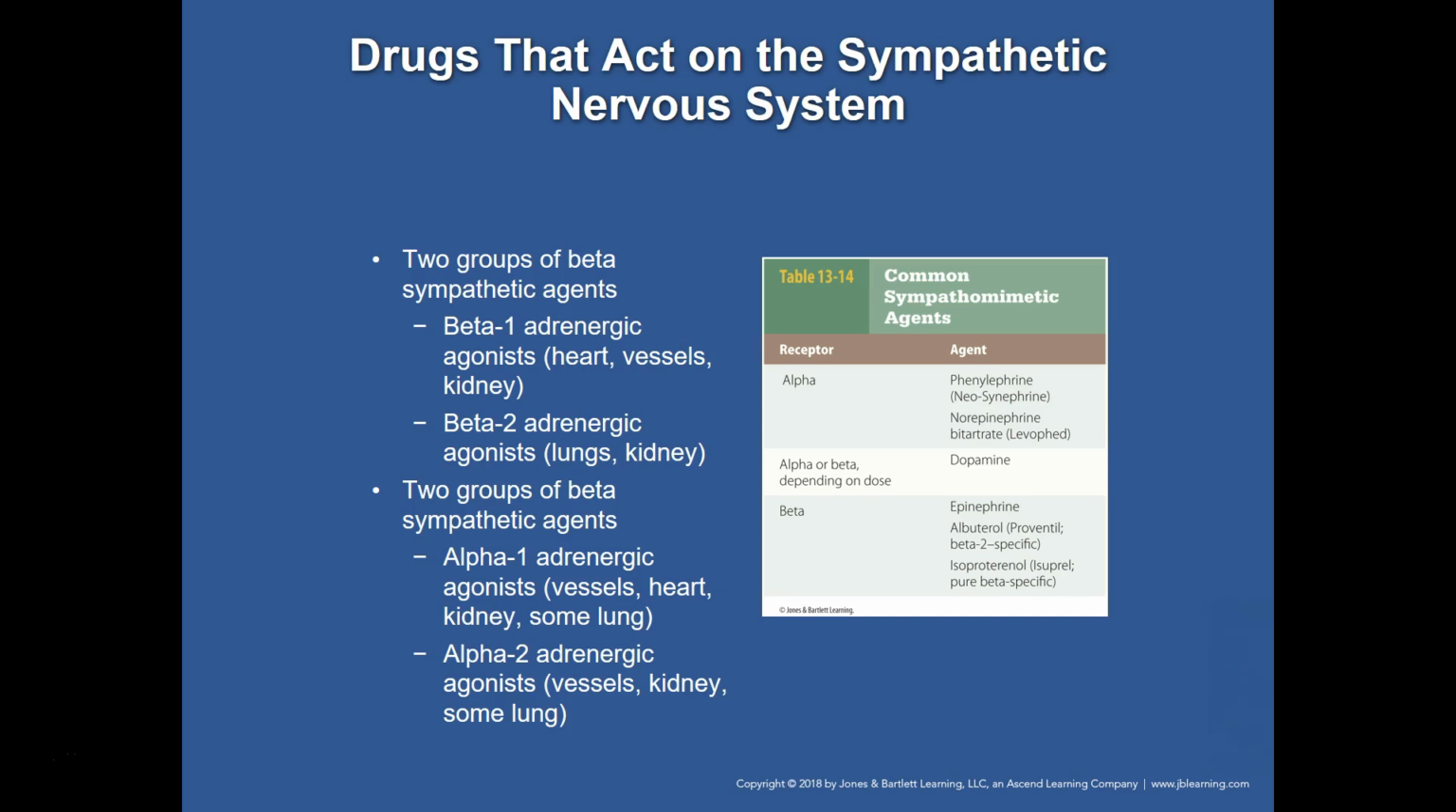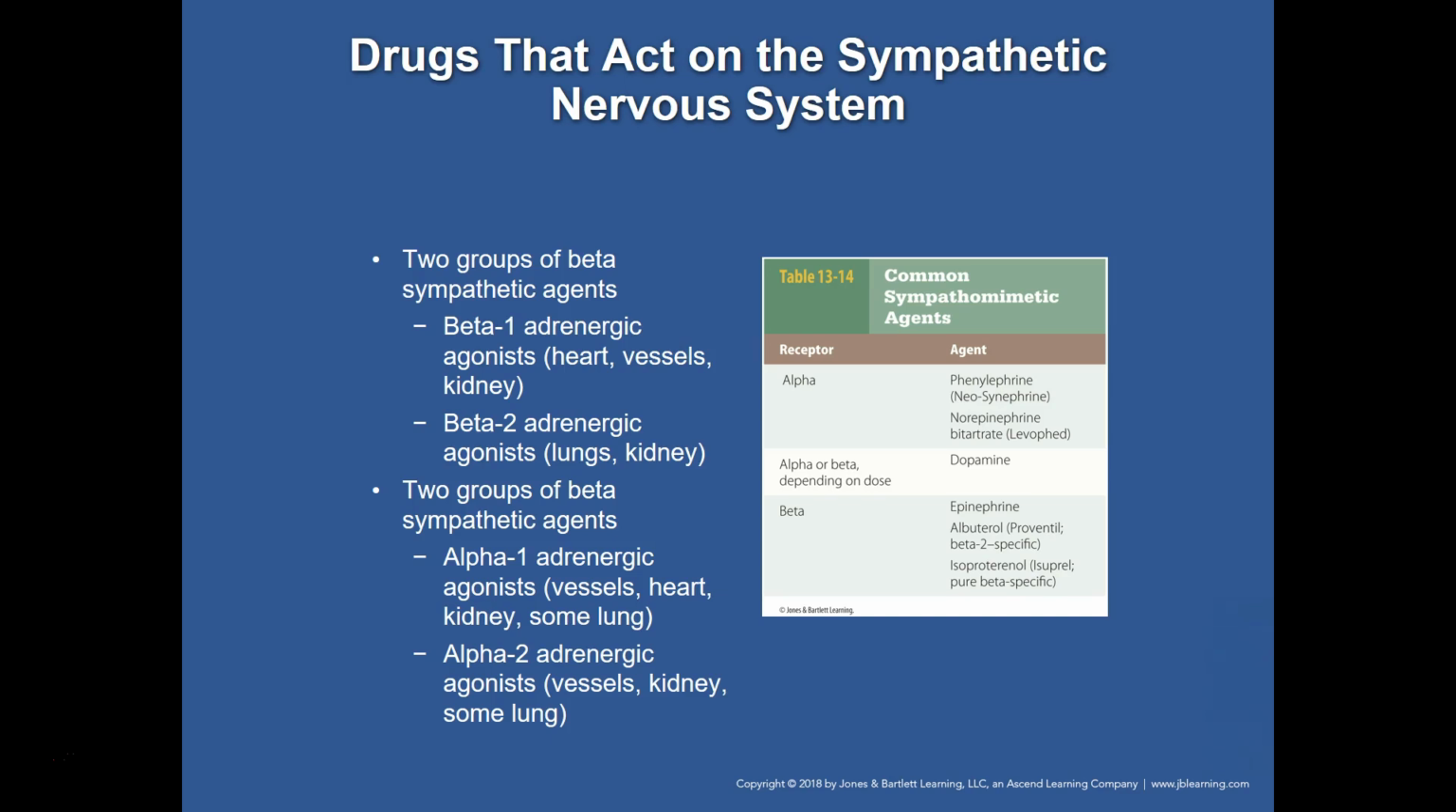These are on the sympathetic side. Beta 1 mainly affects the heart, blood vessels, and the kidneys. Beta 2 mainly affects the lungs and the kidneys. So if we give a medication and we want that medication to act upon the heart in a sympathetic manner, typically that's referred to as a beta 1 drug. Epinephrine, when we give it IV, is a beta 1 drug.